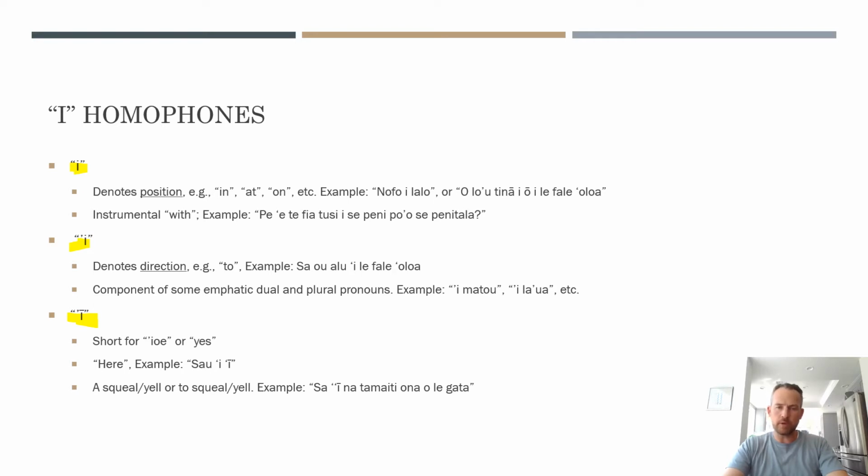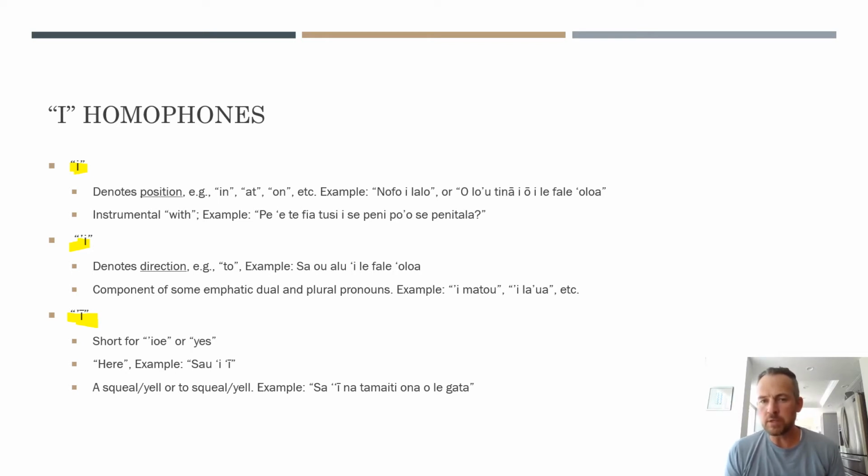No glottal, no macron. So when you see just the letter I or hear just the sound E in Samoan, it can mean a couple different things. So number one, it denotes position. So think of the English equivalent to being in, at, or on. An example of that might be nofo ilalo. Nofo means to sit. E is that to, at, on, that position type of word. And then lalo is the direction of down. So it literally translates to sit down.